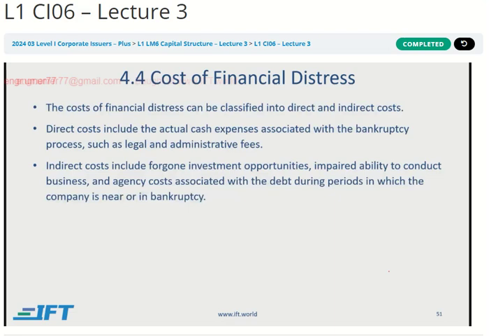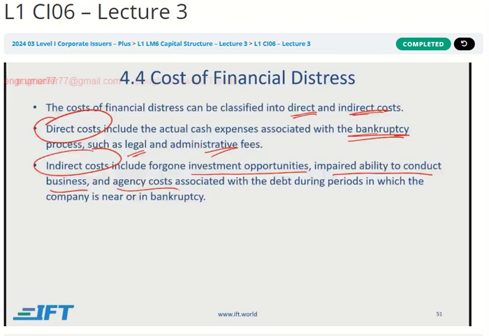Right? And what is the cost of financial distress? It can be categorized into two: direct and indirect. Direct is the costs associated with the actual bankruptcy, legal and administrative fees. But then there are indirect costs: you lose business, the investment opportunity is foregone, the impaired ability to conduct business, agency costs, right? People will obviously prioritize their interests, your employees, your suppliers, customers, everybody is going to then not be happy with the situation.